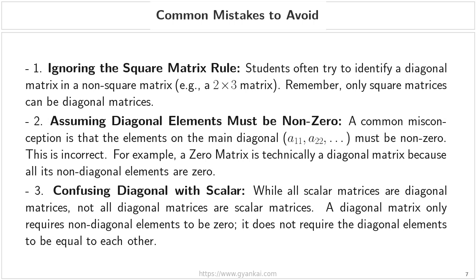Finally, do not confuse a diagonal matrix with a scalar matrix. While it is true that all scalar matrices are diagonal matrices, the reverse is not necessarily true. To be a diagonal matrix, you only need to ensure that the non-diagonal elements are 0. There is no requirement for the elements on the main diagonal to be equal to one another. They can all be different, which is what distinguishes a general diagonal matrix from a scalar one.